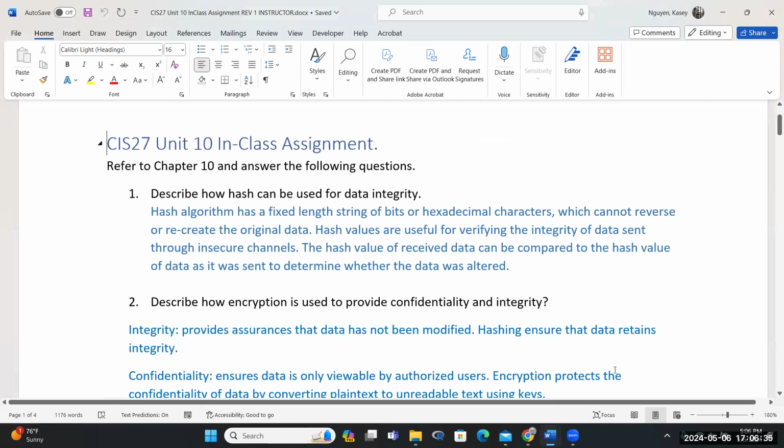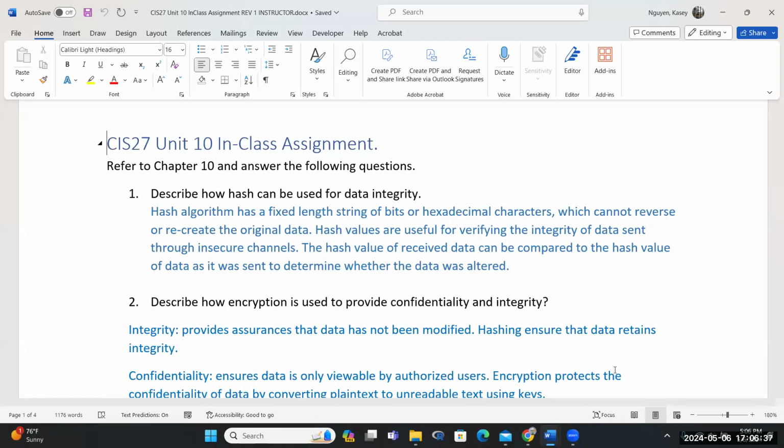Okay, so let's talk about question 1. It asks you to describe how hash can be used for data integrity. In the past, we learned a little bit about hash. So hash simply is an algorithm that has a fixed string of bits or hexadecimal characters. Hexadecimal has 16 digits, right? 0 through 9 and A through F. Often used for addresses or a certain type of value that's represented in the system, like hash.